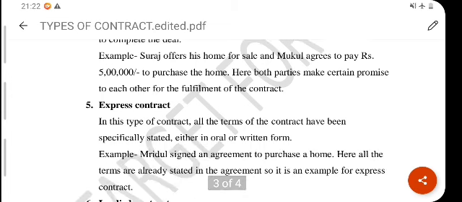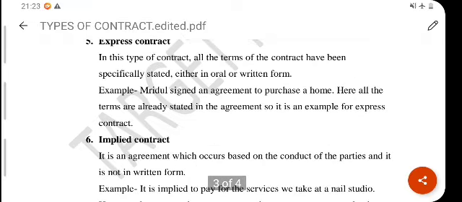Express contract. In express contract, all the terms of the contract have been specifically stated either in oral or written form. For example, Mridul signed an agreement to purchase a house. Here, the agreement contains all the conditions expressly or properly written on a piece of paper. So, it is an example of express contract.